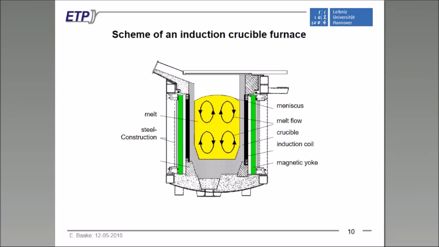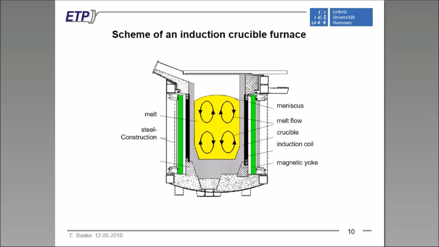The induction crucible, let me say, is the most widespread device for induction melting of gray cast iron or steel, but also for non-ferrous metals. It consists of the ceramic crucible, where we can fill in the scrap which has to be melted, and around the crucible we have a cylindrical induction coil, and outside of the induction coil we have magnetic yokes which are guiding the magnetic field outside the furnace, so that we can avoid, of course, the stray fields. And normally there's a steel construction which is the outer part of this furnace.